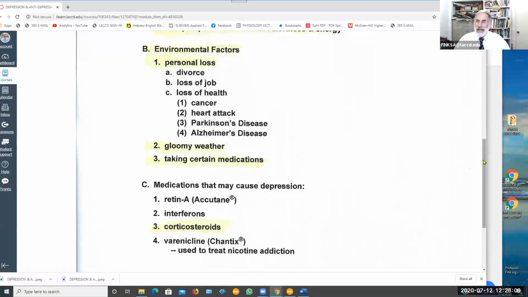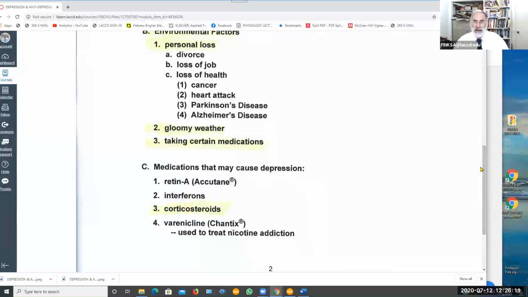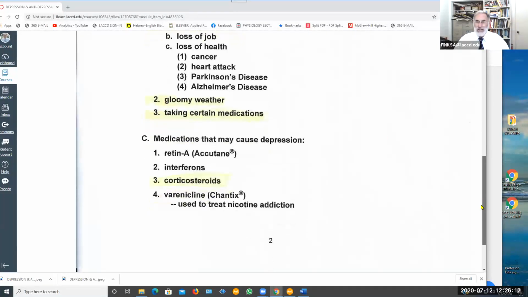Also, certain medications predispose an individual to becoming depressed. We've listed a number of medications here. But the specific medication that I highlighted that I do want you to know are corticosteroids like prednisone. So individuals who take corticosteroids for an extended period of time, it can affect them emotionally and could include causing or contributing to depression.